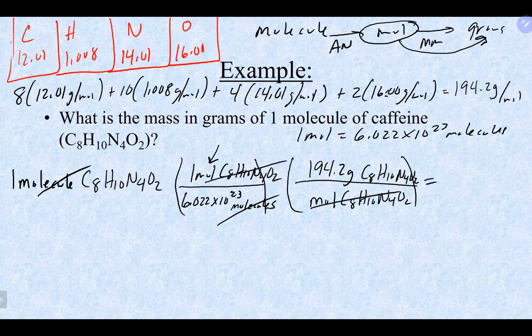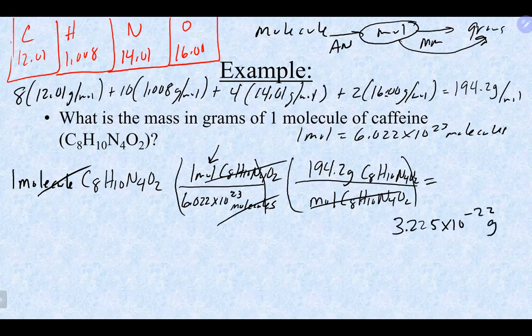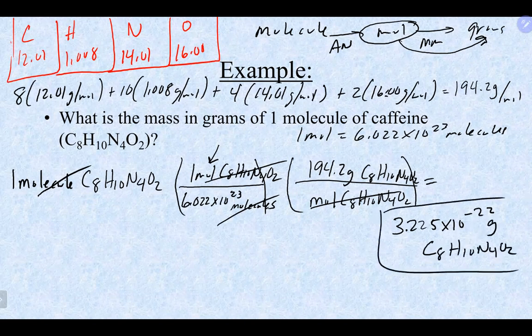We're coming back and dividing by what's on the bottom using our exponent button, 6.022 exponent button, and 23. And that gets us something like 3.225 times 10 to the minus 22 grams of our guy here. Any questions on that calculation? Yeah.